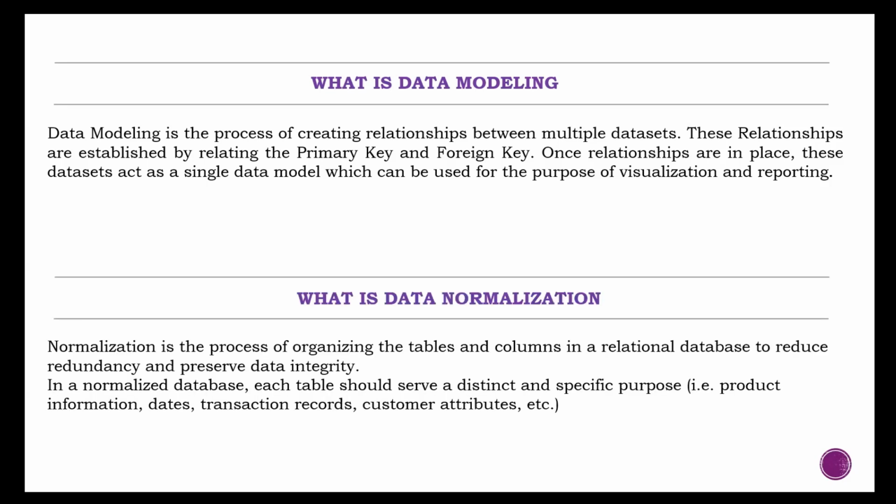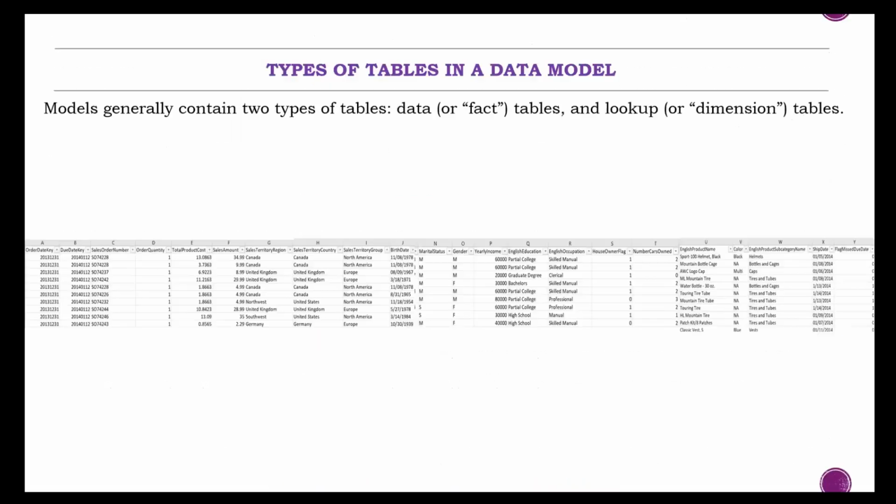And what is data normalization? Data normalization is the process of organizing your tables and the columns in a relational database to reduce redundancy and to preserve data integrity. In a normalized data set, each table serves a distinct and specific purpose. This brings us to the types of tables we have in a data model.